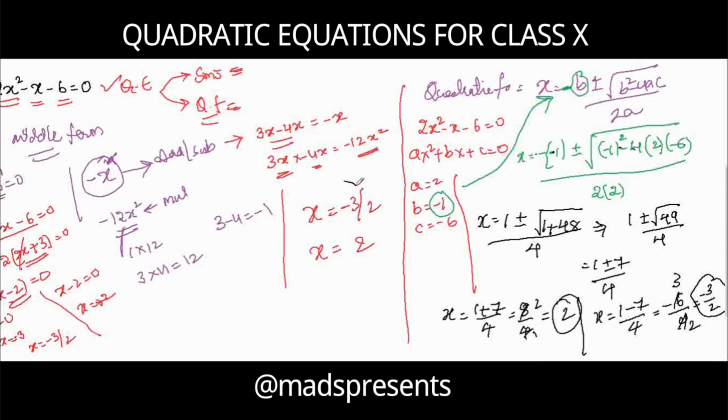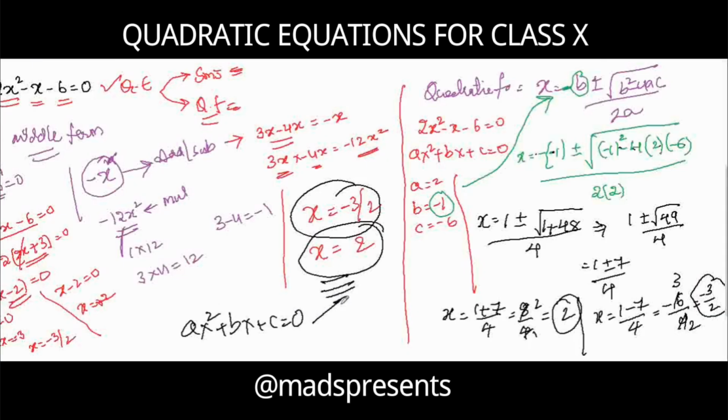See, in splitting the middle term, I got x as minus 3 by 2 and another value for x as 2. And here also the same. So whatever method you use, either splitting the middle term, factorization method, or quadratic formula method, you will get the same values. So always remember, ax square plus bx plus c is a quadratic equation. When you solve it, compulsorily you will get two values for x. Just take alpha and beta as the two roots.